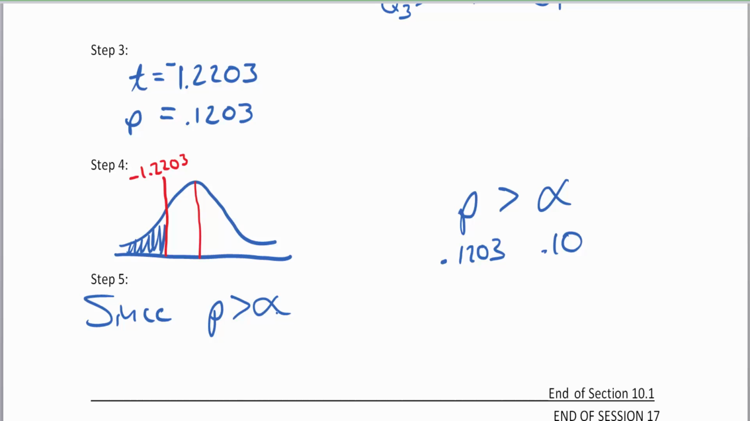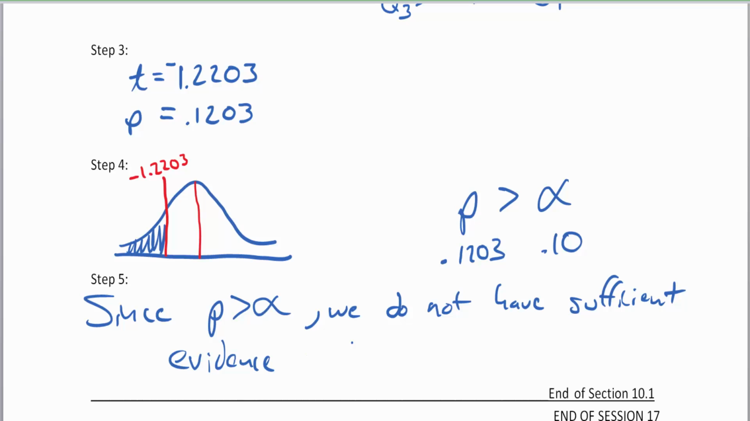Since p is greater than alpha, we do not, I like to emphasize that instead of a contraction, we do not have sufficient evidence, so excited to get to the end of the video, I'm misspelling everything, to reject the null hypothesis. So that's the fancy statistical way of saying do not reject the null hypothesis.